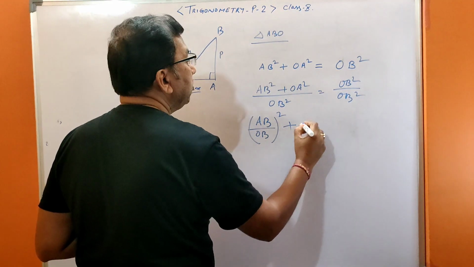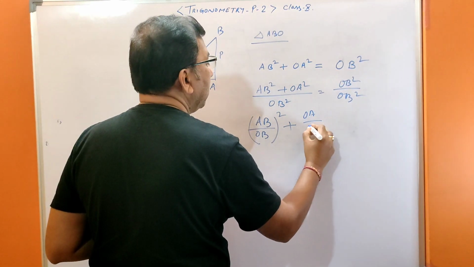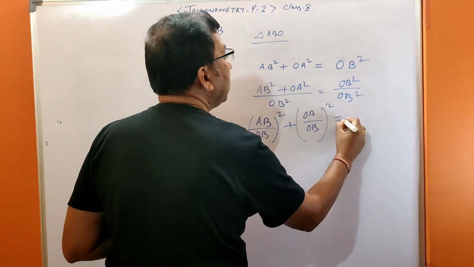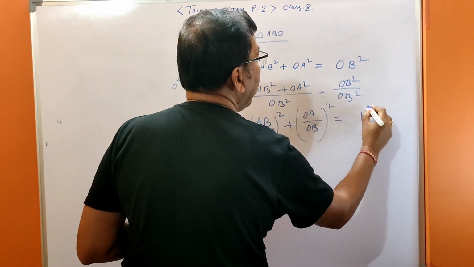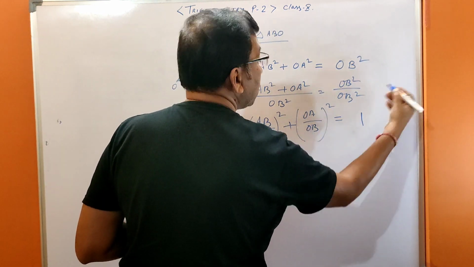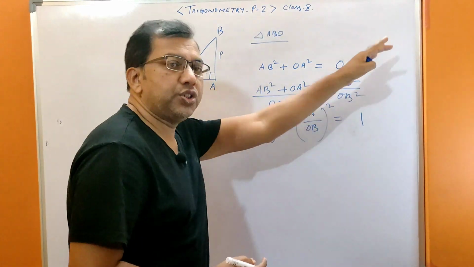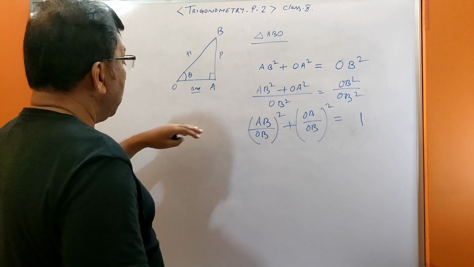OA by OB whole square equals OB by OB square equals 1. That is OB by OB square. 1 square means 1. That is OB by OB whole square. Okay. So what do you see?